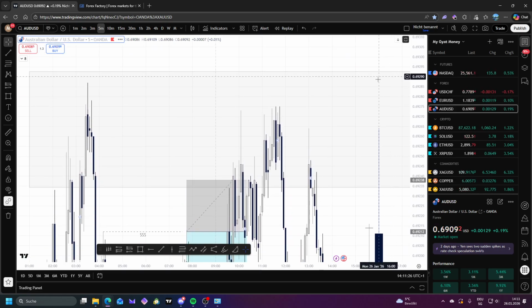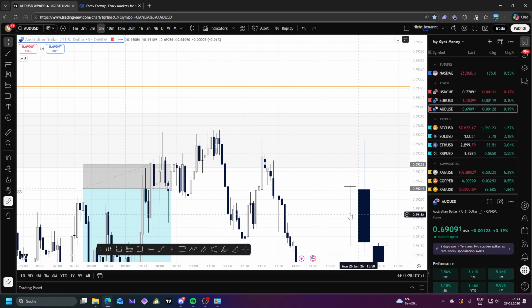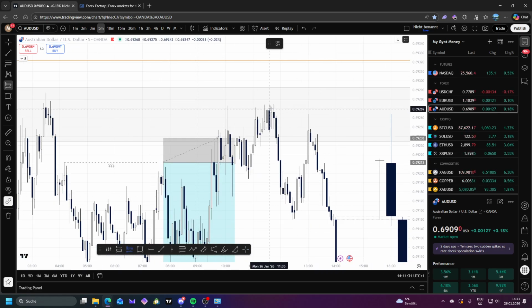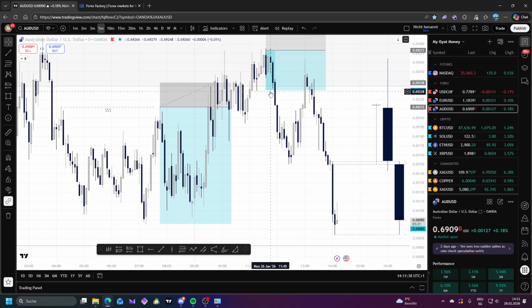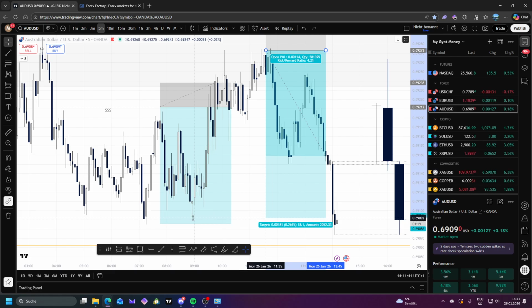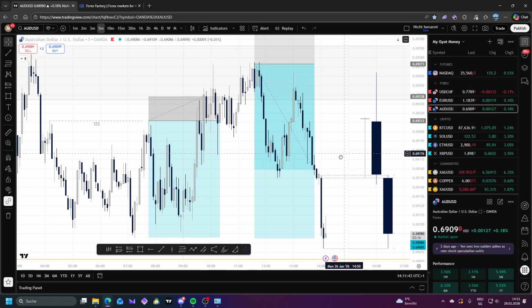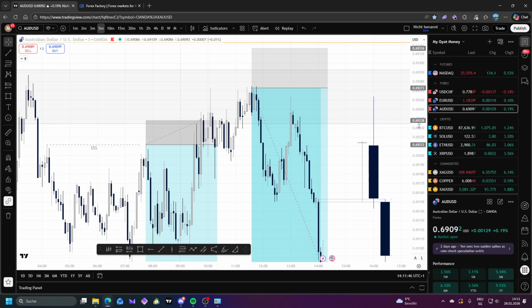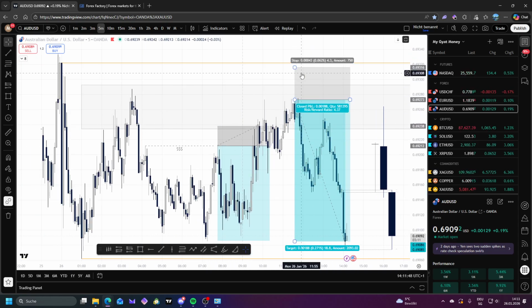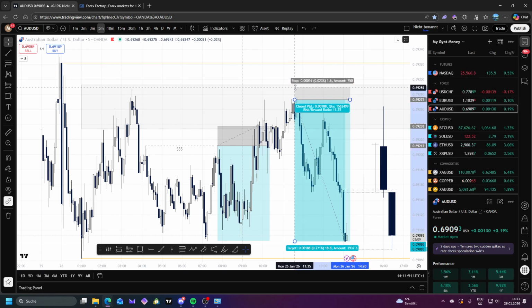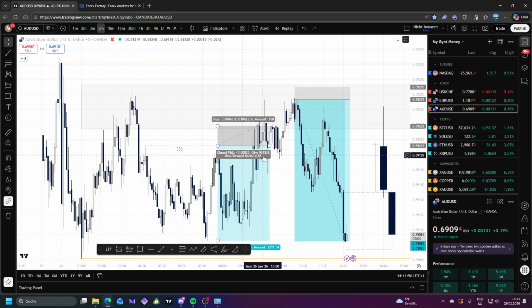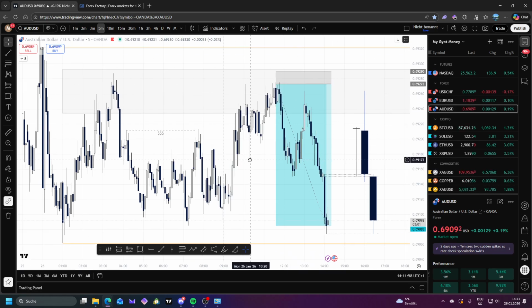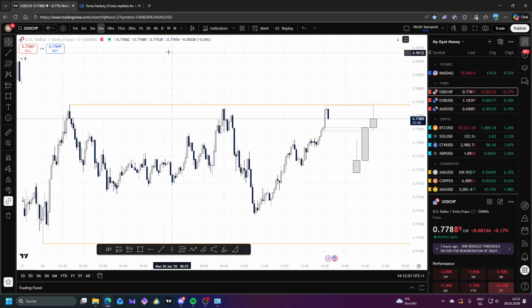I also see later, right there, we could have taken another short, because it swept the swing high, and not only that, it also formed another resistance on the smaller time frame, again targeting one of these two lows, which it has just recently hit. This would have been a huge trade, and I was getting there. I felt like, okay, maybe I was wrong with my bias, but it turns out perhaps I was right, just a bit too early. But it happens.